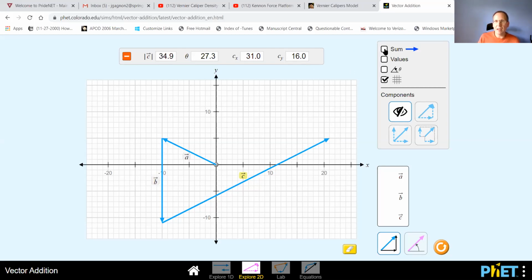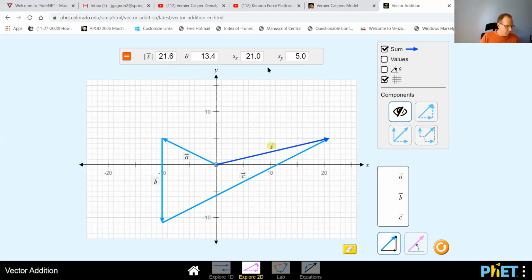Just click on sum here, and then you can drag it so that the tail starts at the tail of the first one, right, at the origin, and the tip goes to the tip of the last one. So I'm adding A plus B plus C. So this is basically the polygon method, right? I'm adding tip to tail. So I'm getting S, and then you can read off the values.